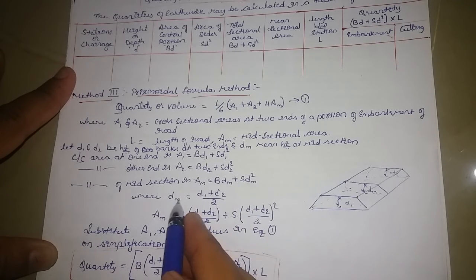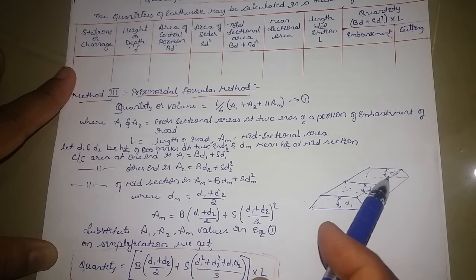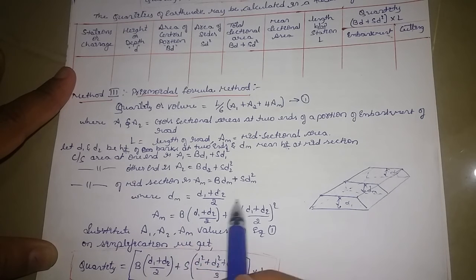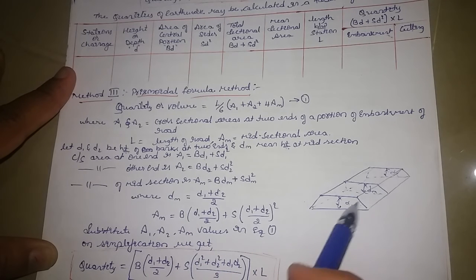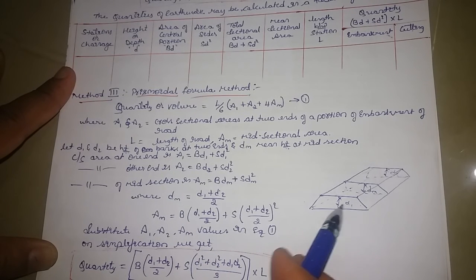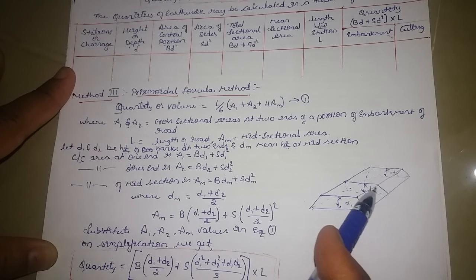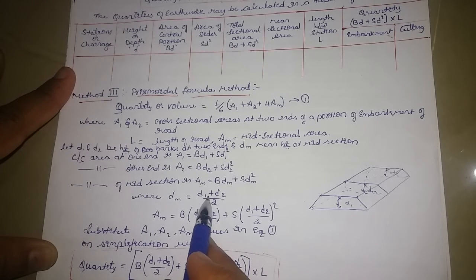Where dm, as I told, if two different heights are there at the two ends, we will take out the mean height, and that mean height we consider as dm. We don't have that particular value, but we know the values at the two ends, so we take the mean value and consider it as dm. So dm is equal to d1 plus d2 divided by 2. We got that.